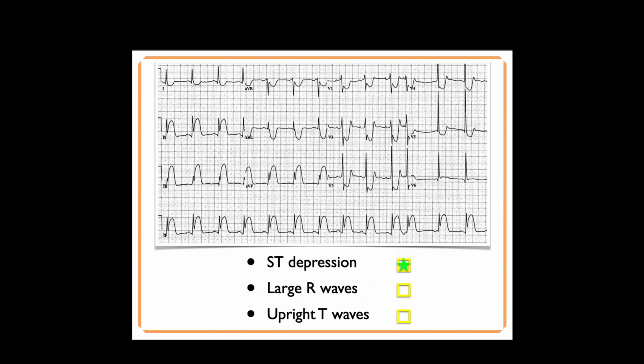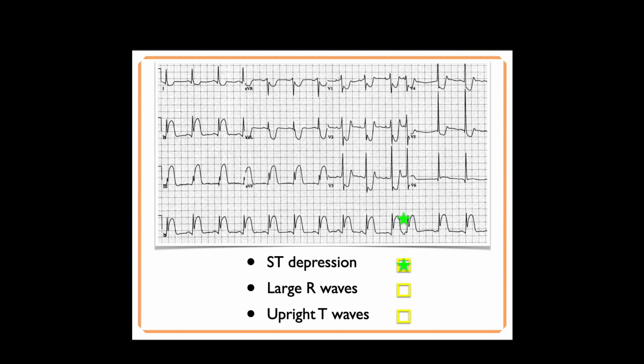And large R waves. Remember, you're probably thinking, well, what's large? The truth of the matter is, on a normal 12 lead, there's practically no R wave in V1. So any R wave in V1 and then anything a bit bigger in V2 is considered large. So, yes or no? Yes. Yeah, that's considered a large R wave.